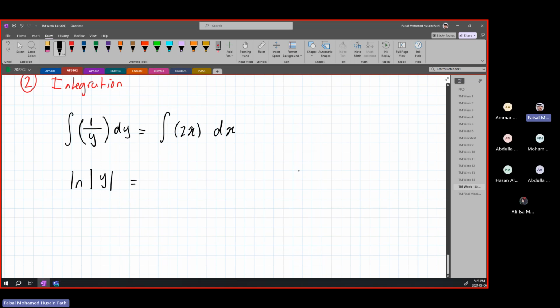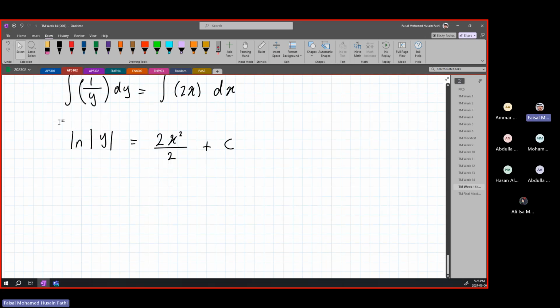So how would you integrate this? 2x squared divided by 2 plus c. All right? But notice here that we have ln of y. We do not have y is equal to something. We have ln of y. How can we get rid of the ln in this case?